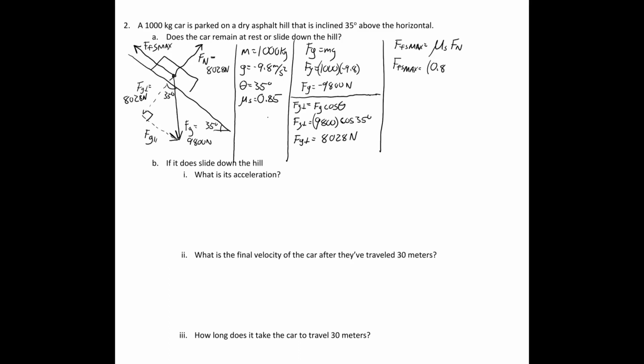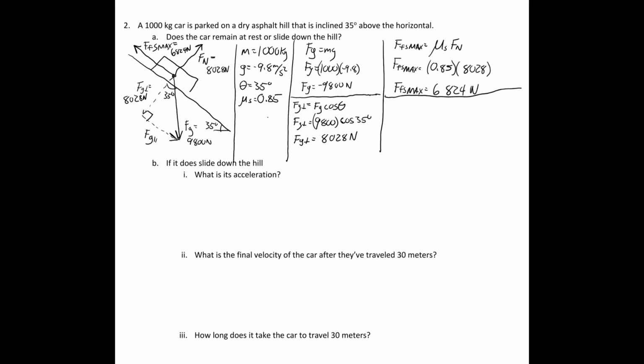What is the maximum static friction that can exist between these two surfaces? 0.85 times the normal force, 8,028. F_fs max is equal to 6,824 newtons. That's good to know. So the maximum frictional force that can exist is that.